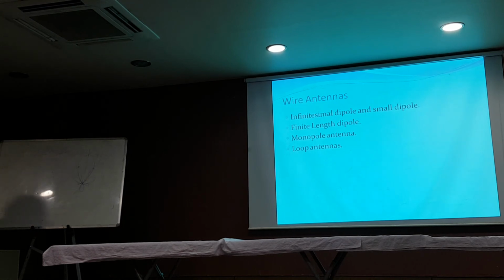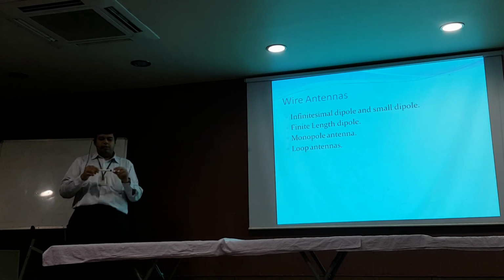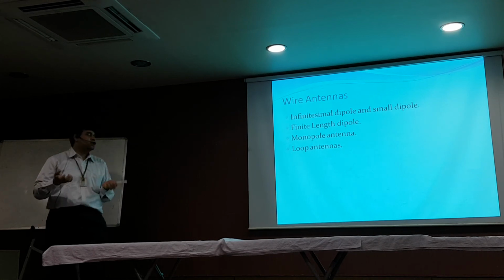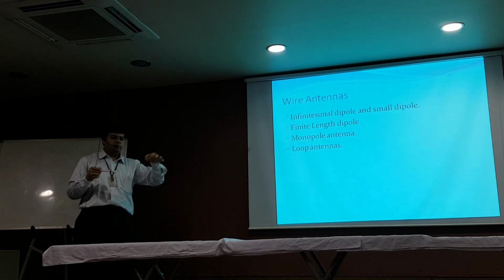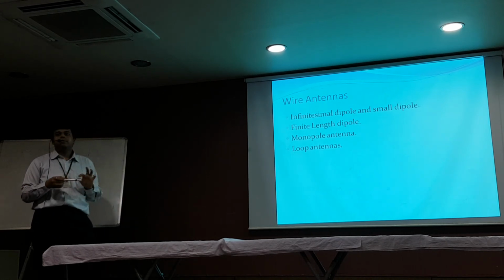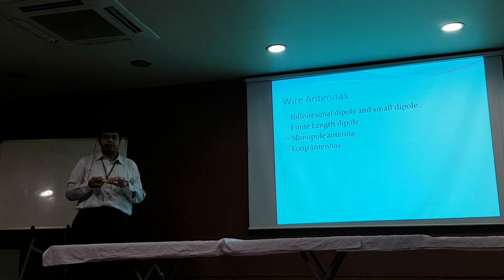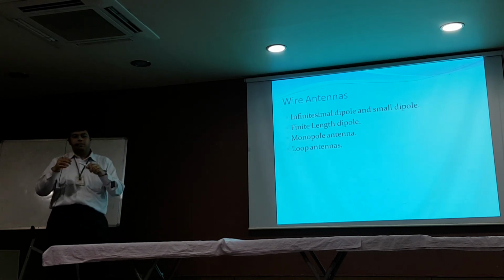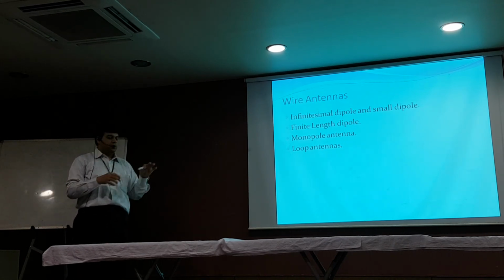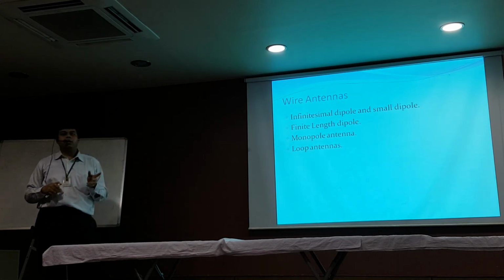Wire antennas. In this module, as we say, a wire can be of any shape. We can have a wire and bend it into any shape, and it will radiate or receive radiation. Even a single straight wire left as it is will radiate. However, as we say in theoretical concepts, the wire should not be infinite in extent. It can be bent into any particular shape, that is fine, but it will be finite in extent. So we have the concept of the infinitesimal dipole and the small dipole.